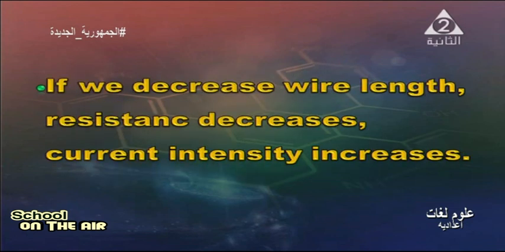In the opposite case, if we decrease the wire length, resistance decreases, but current intensity increases. So we can see that the relation between electric resistance and length of wire is direct, but the relation between electric current and electric resistance is inverse.